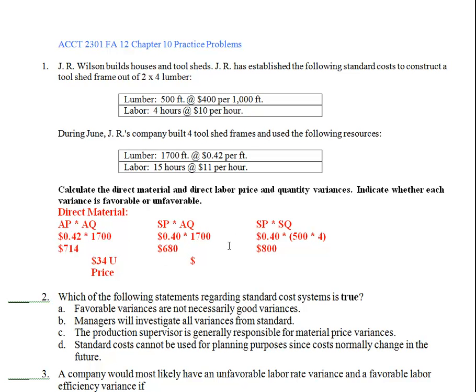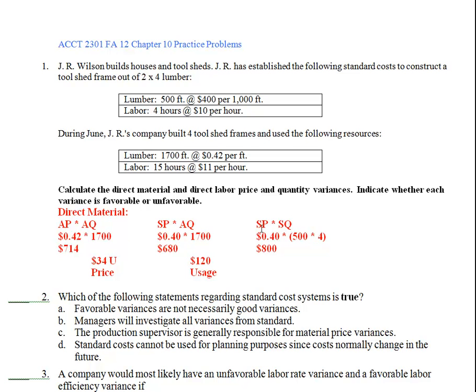So your difference between column 2 and column 3 is $120. So this is your quantity variance or your usage variance. Again, we have to say whether it is favorable or unfavorable.